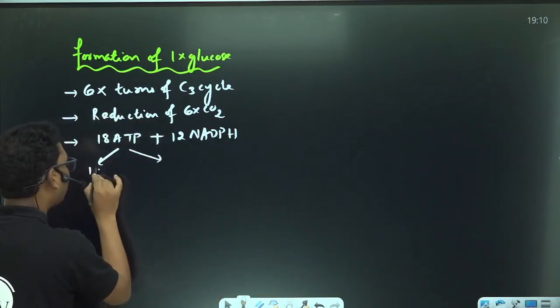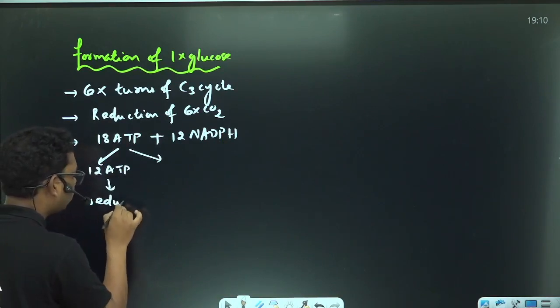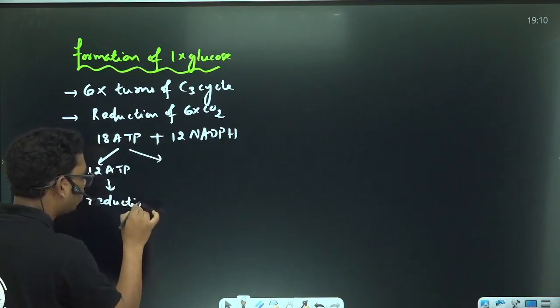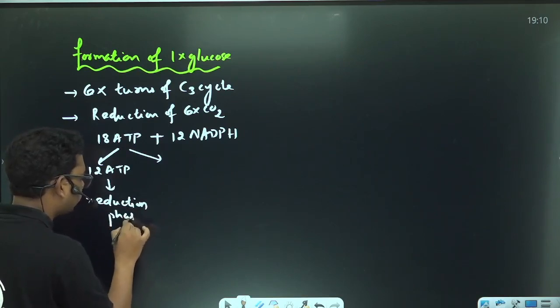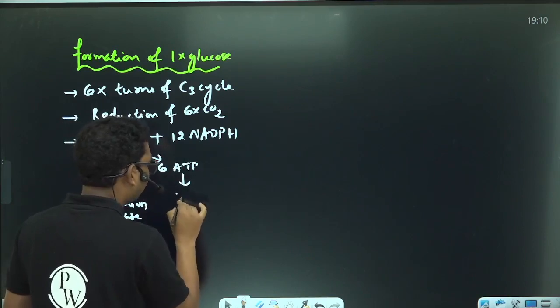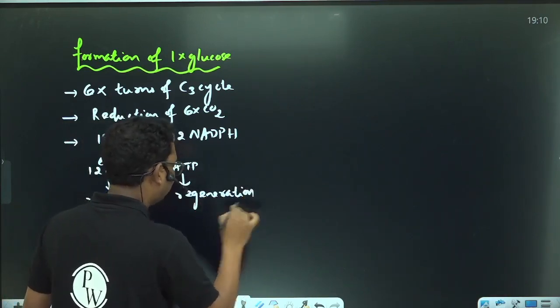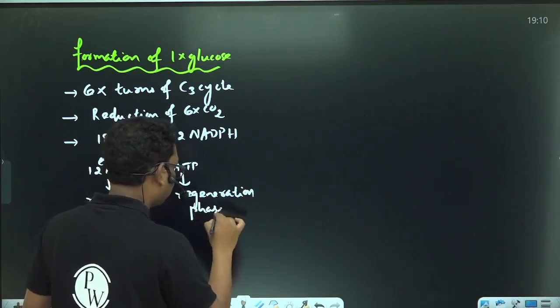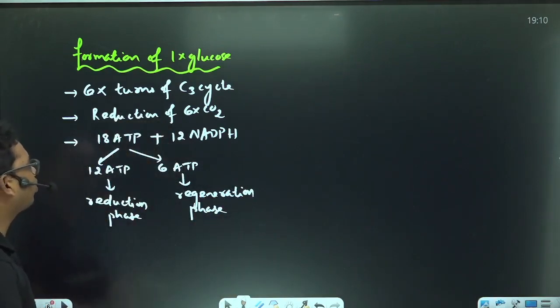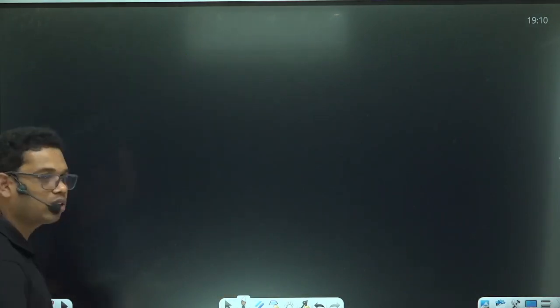Out of this 18 ATP, 12 ATP are required in the reduction phase, and 6 ATP are required in the regeneration phase. Okay, so this was a little about the mechanism of Calvin cycle. One more point let me tell you here.